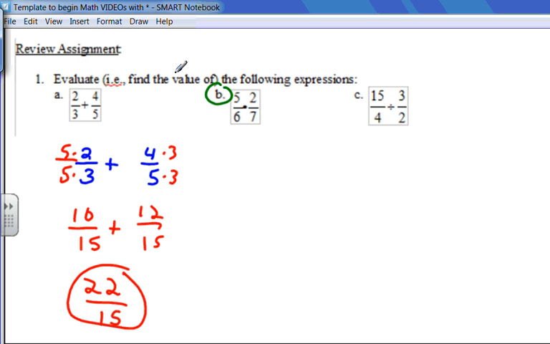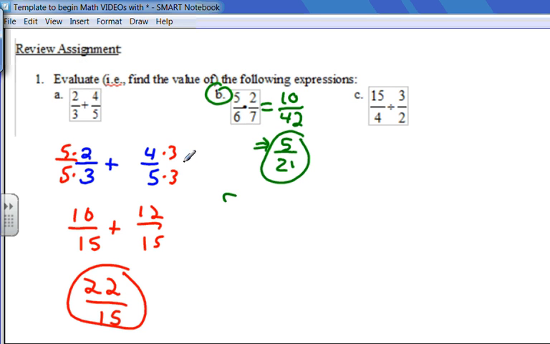Part B, if you're multiplying fractions, we do not need common denominators. So we can just multiply straight across. 5 times 2 is 10. 6 times 7 is 42. And then we can reduce this because both the numerator and denominator can be divided by 2. And there's our final answer.